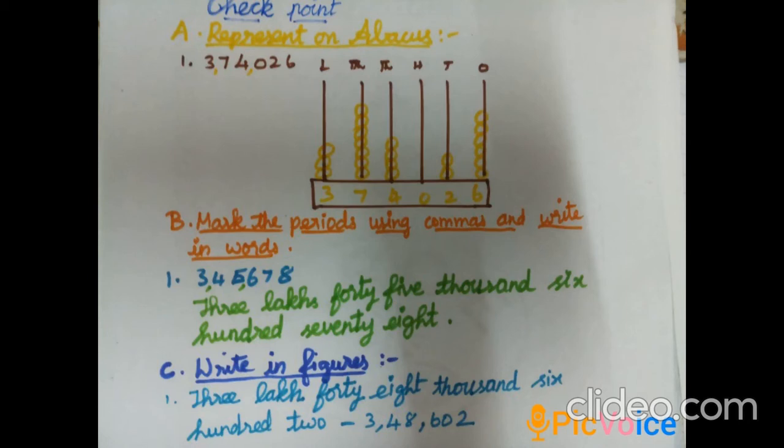Next C question. They given in words, we have to write in figures. First question, 3,48,602. So write the 3,48,602. Then read it once again, 3,48,602. So similarly, you have to complete in the book also, in the homework note also.